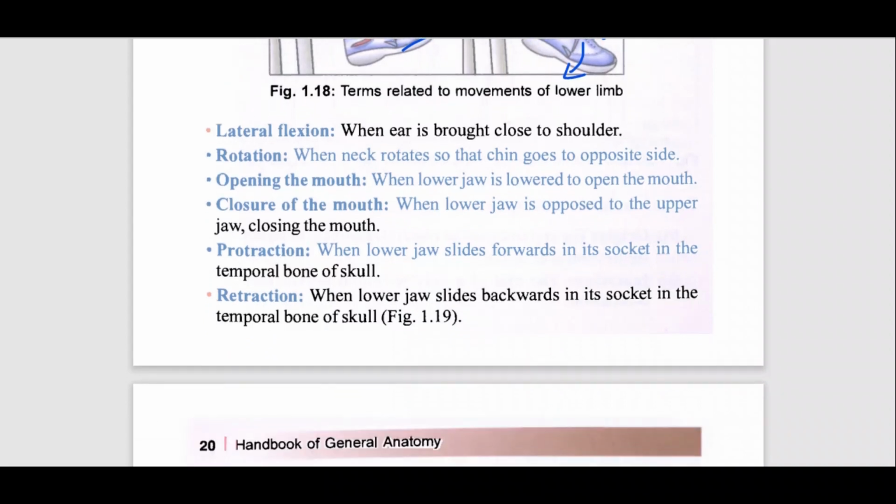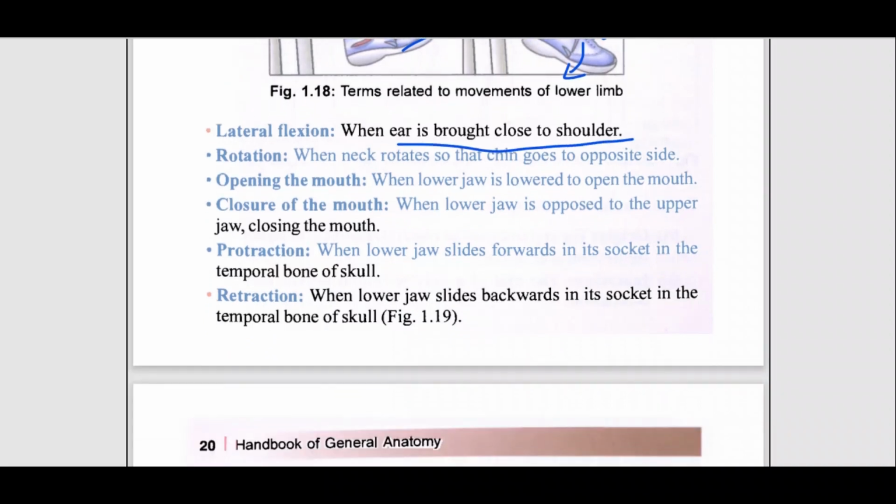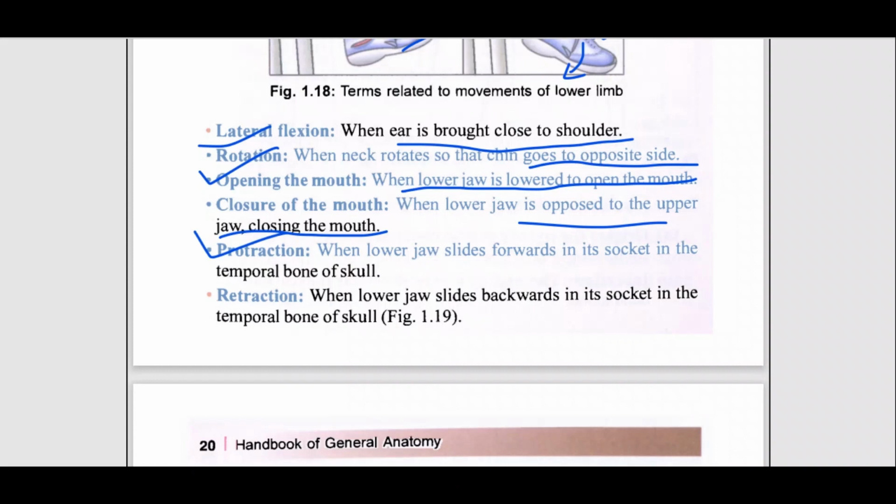और इसी तरह के MCQs भी आपके पास आ सकते हैं in JSM, UDA और आप जहाँ से भी पढ़ रहे हैं. Lateral flexion of the neck, it is when the ear is brought close to the shoulder. Rotation of the neck, when the neck rotates so that the chin goes to the opposite side. Opening of the mouth, it is when the lower jaw is lowered to open the mouth. Closure of the mouth, when the lower jaw is opposed to the upper jaw, closing the mouth.